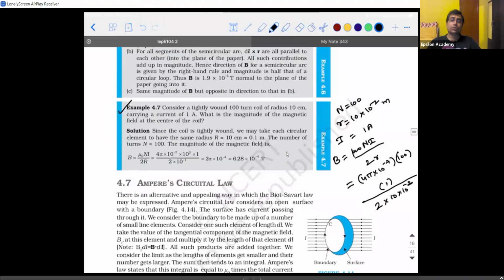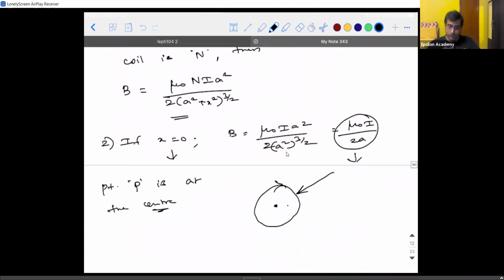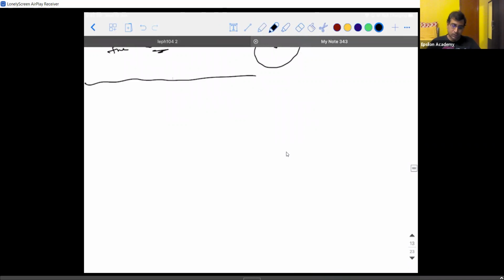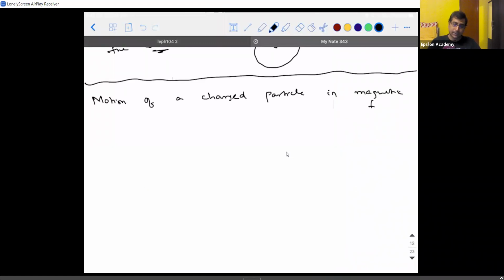So this is all about finding the magnetic field due to a straight current carrying conductor and a circular current carrying conductor at its center, I mean at different points. Now, the next topic that we are going to see is the motion of a charged particle in a magnetic field.